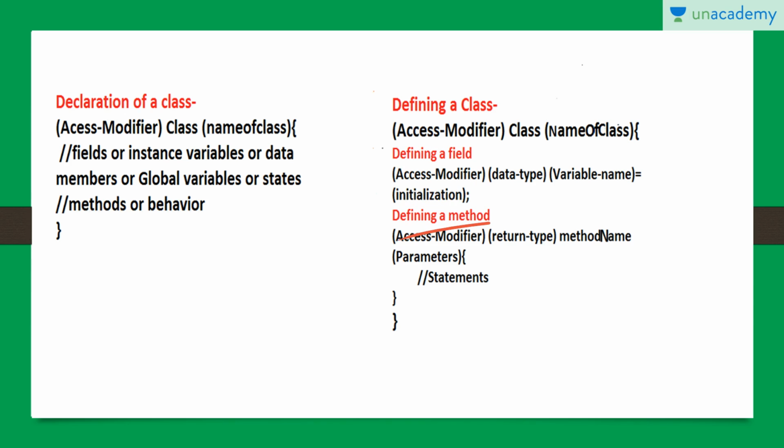Now let us see how to define a method. To define a method, first we have to give an access modifier, which is optional. After that we can give the return type. The return type is like int, float, anything that a function can return. It can also be void. Void means it will return nothing. After that we have to give the method name, a name to the method. Now you can see here what I have written: m is small and n is capital.